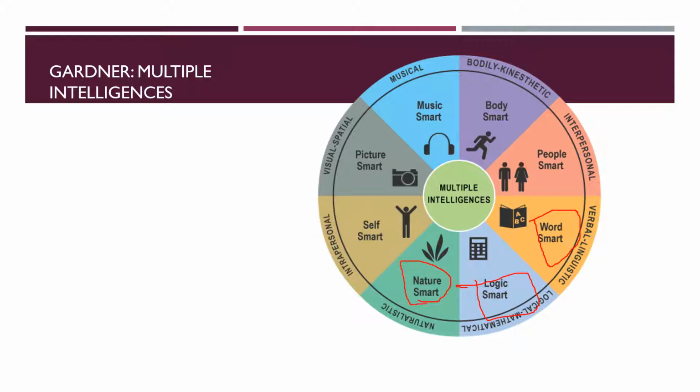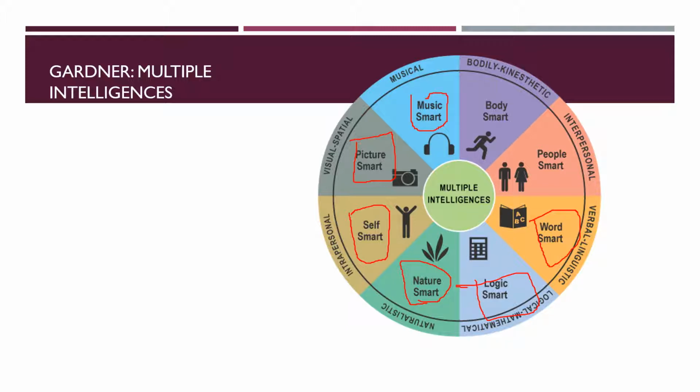Naturalistic, so people who are strongly connected to the natural environment. Think like a farmer or a botanist would be good careers for these people. Intrapersonal, so intra means to look within, so people who know themselves very well. Visual spatial, so people who are good at seeing things in visual format. So an architect, or if you're good at geometry, that would be examples of the visual spatial.